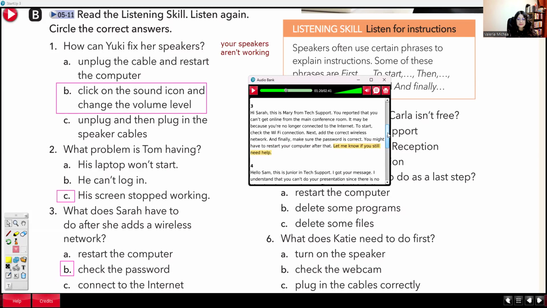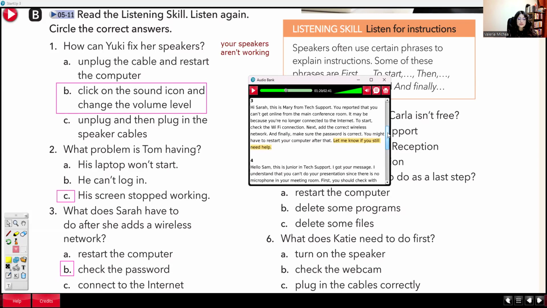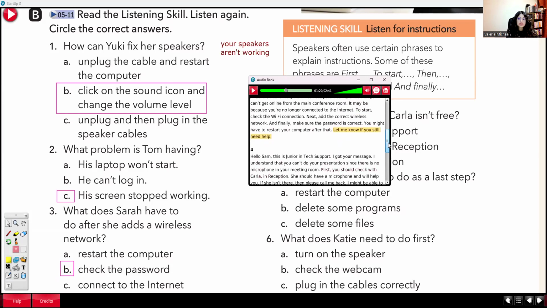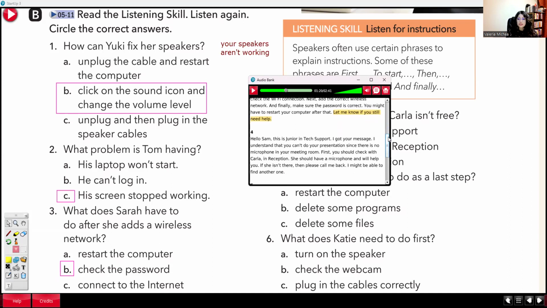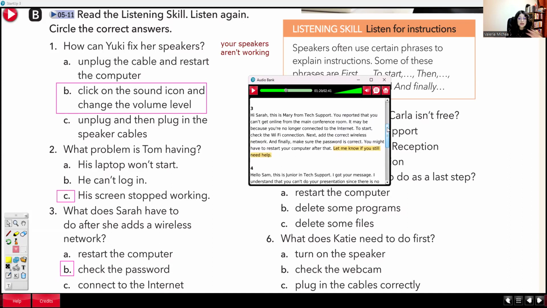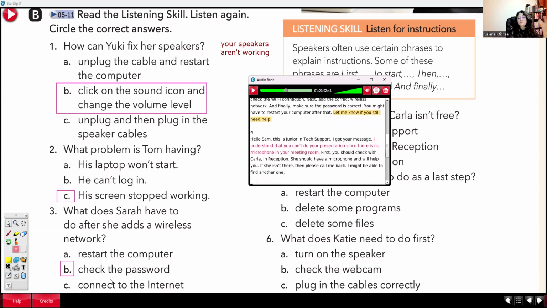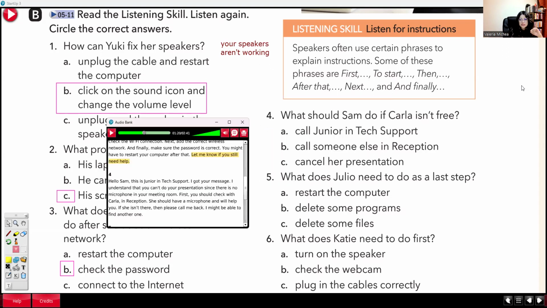So what she needs to do is to check her password, to check if it's correct. Because she's going to check the Wi-Fi connection. She's going to check everything. And finally, she needs to check the password and see if it's the correct one or if it's even working. So that's the one. Now, let me move this to this point. Let me stop sharing and let's go with number 4. Let's see how it goes.